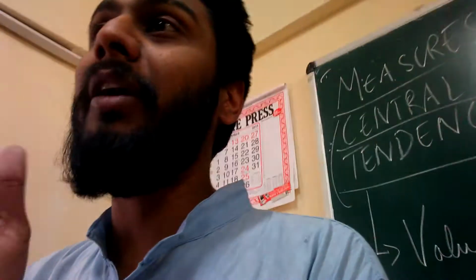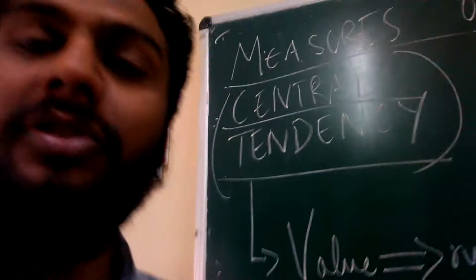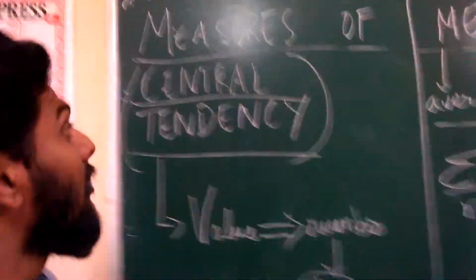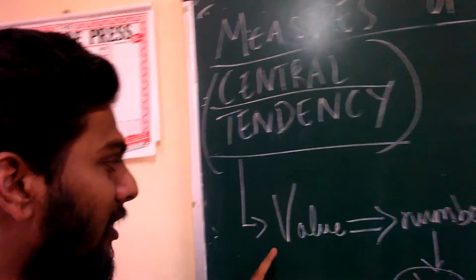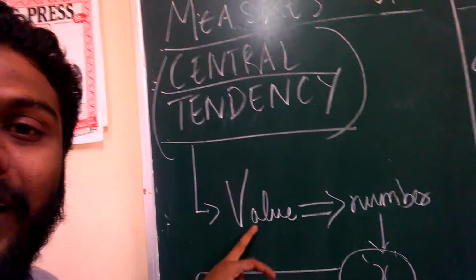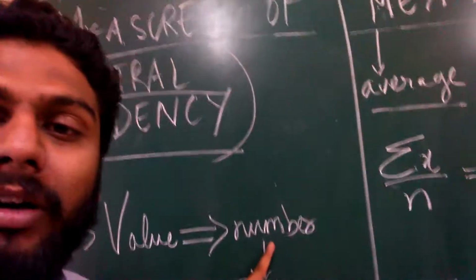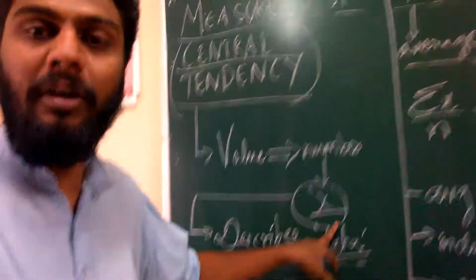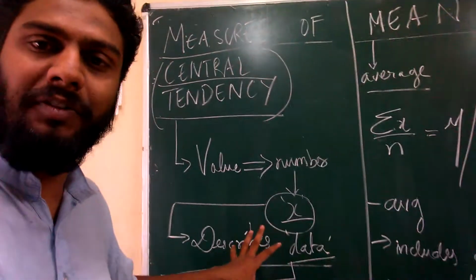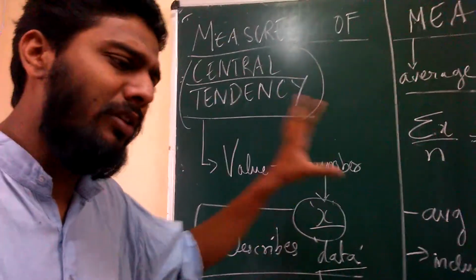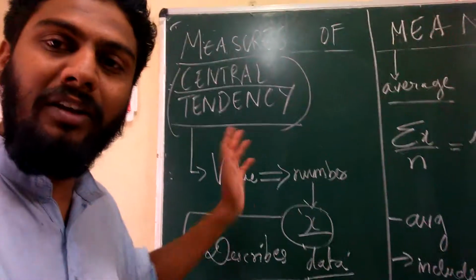This process of arriving at that one value is called measures of central tendency. What is measures of central tendency? It is to arrive at that one value that gives us a number x, a particular number x that describes the data that we are studying. We have a certain amount of data gathered. It's all haphazard, all different, varying data.